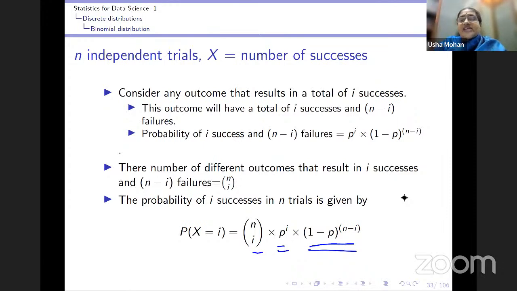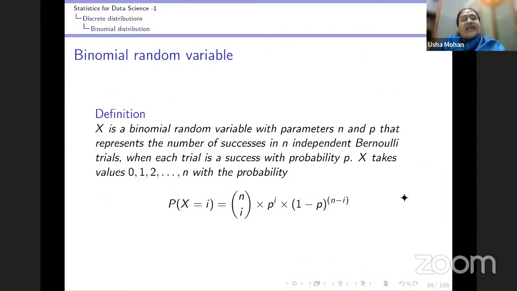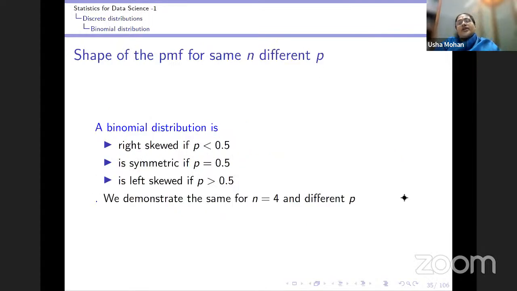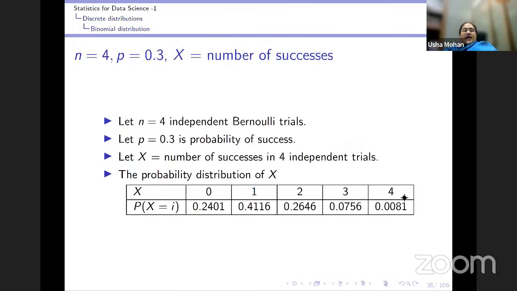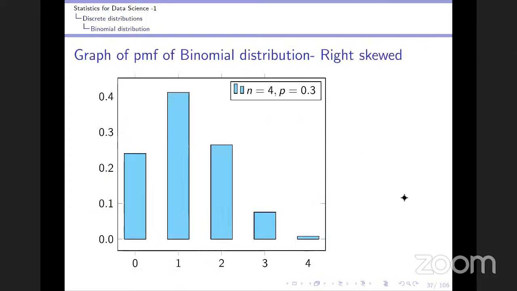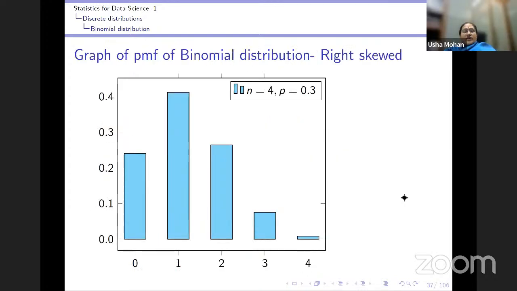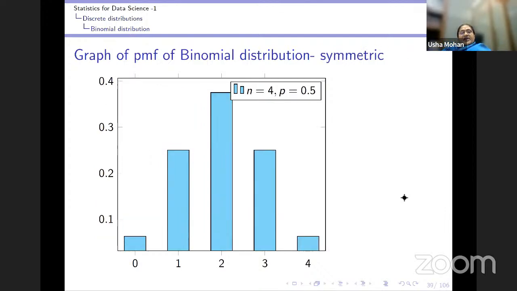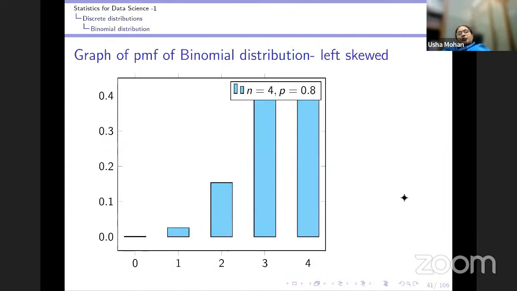Now, once I know the probability mass function, I can find out the most important thing I need to know. When p is equal to half, you see I have a symmetric distribution. Is that clear? When p is less than half, I have a right skewed distribution. When p is greater than half, with p equal to 0.8, I have a left skewed distribution. This is what we have seen already.